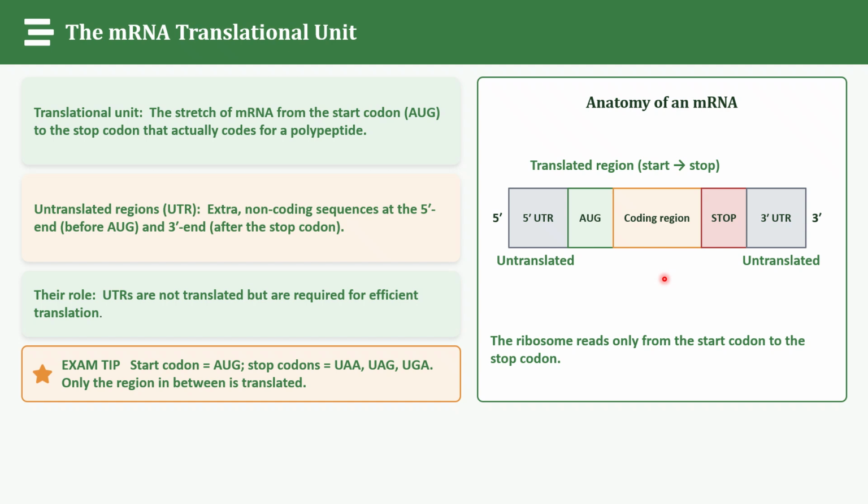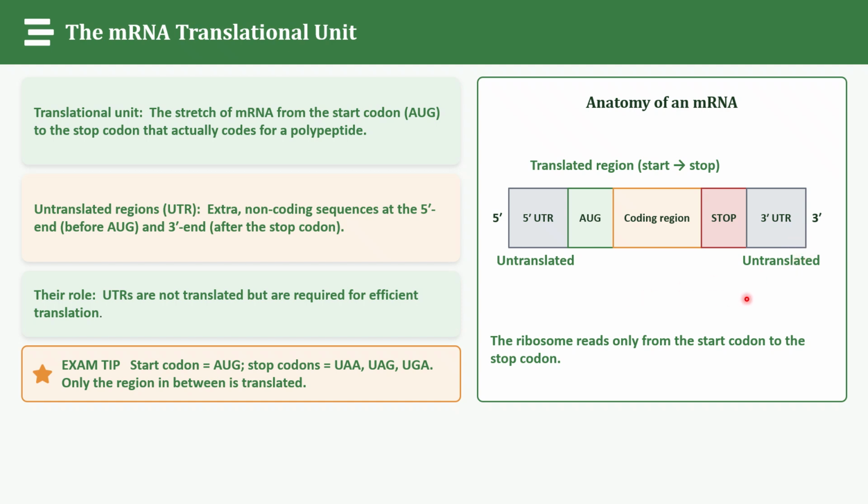Translation begins at the start codon. The mRNA also contains some additional sequences that are not translated. These are called the untranslated regions, or UTRs. There are two types. At the 5' end, you can see the 5' UTR, which is present before the start codon. What is the start codon? AUG. And another one is present at the 3' end. This is the 3' UTR, which is present after the stop codon.